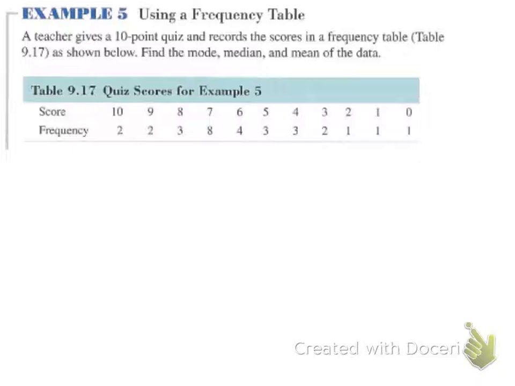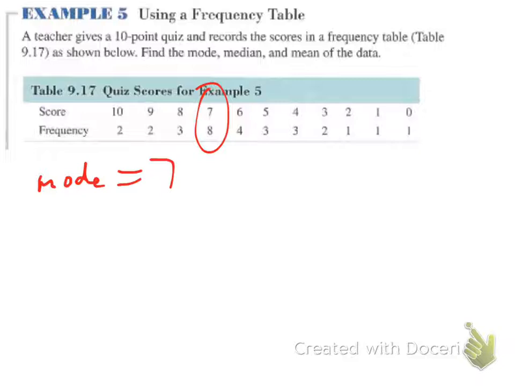Example 5, you have a frequency table. It says a teacher gives a 10-point quiz, records the scores in a frequency table. Find the mean, the mode, median, and mean of the data. Well, the mode is easy. It's the highest frequency. Well, the highest frequency is right here. 7 came up 8 times, so the mode is 7.